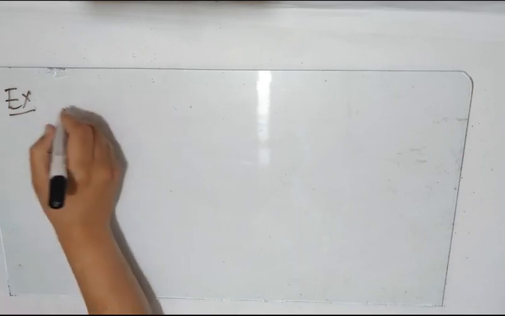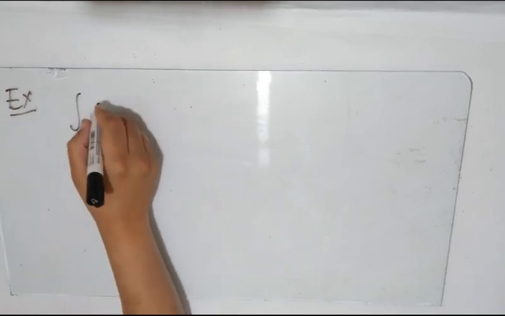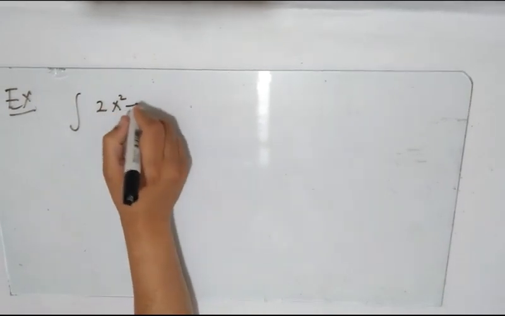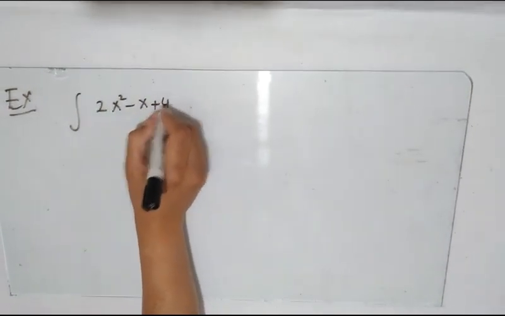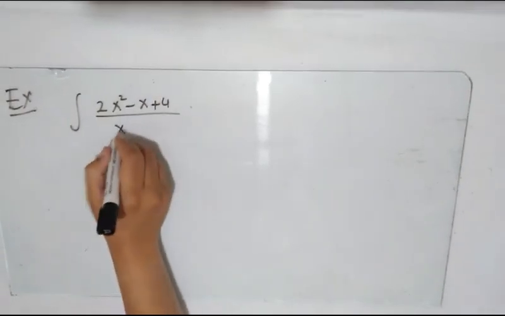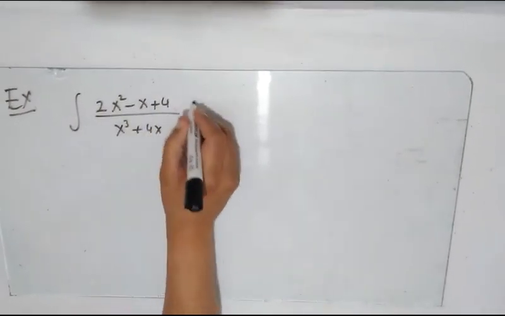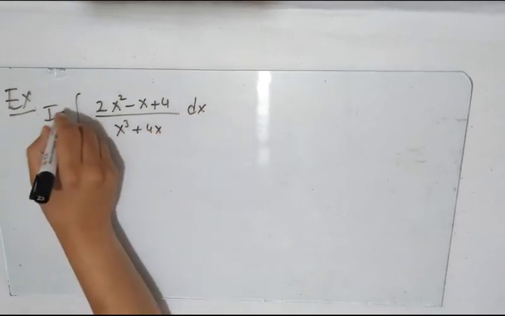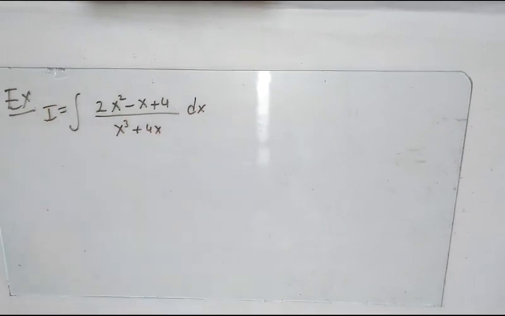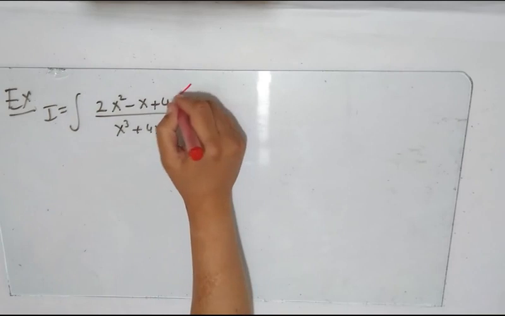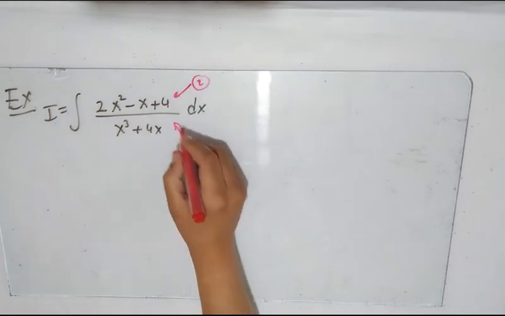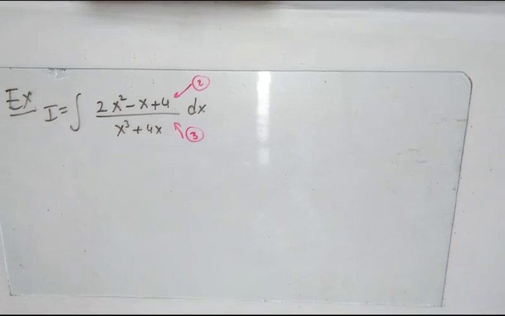Example: we want to evaluate the following integral, 2x squared minus x plus 4 over x cubed plus 4x with respect to x. Let's call it I. The degree of the numerator is 2, and the degree of the denominator is 3. So we can apply the partial fraction method.